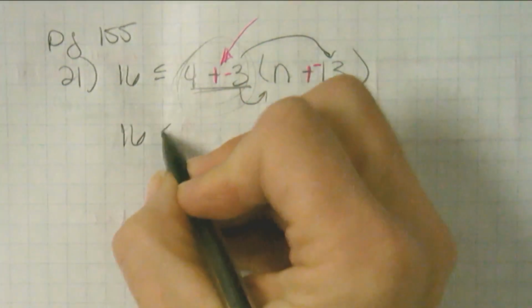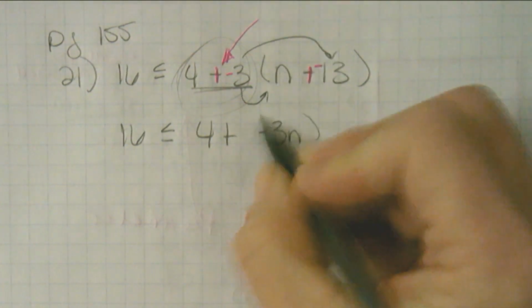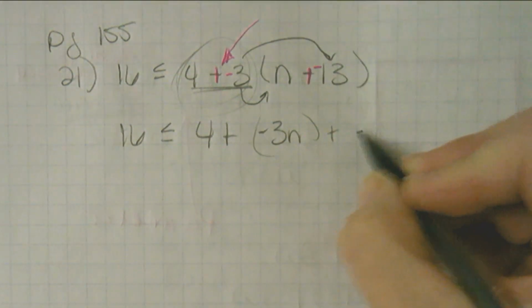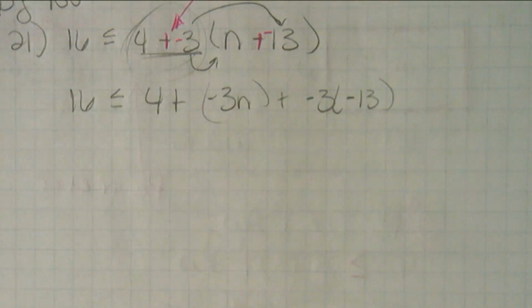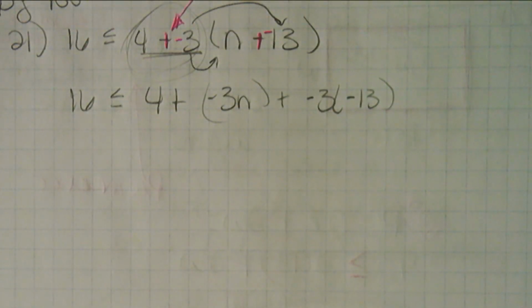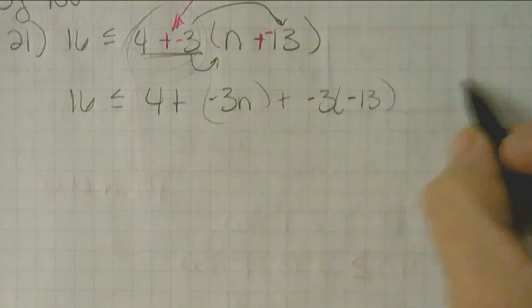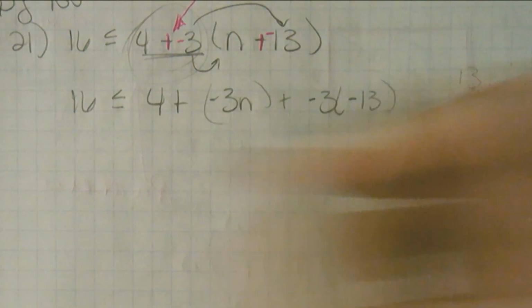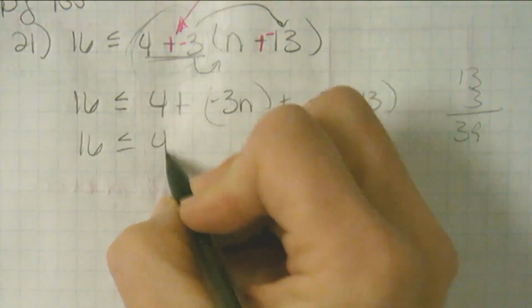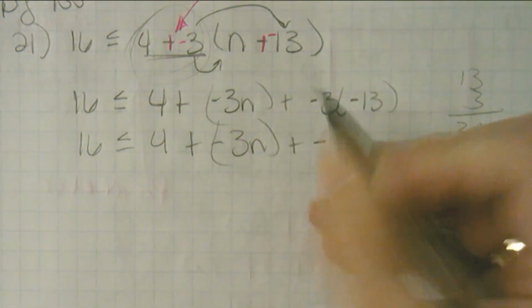So I have 16 is less than or equal to 4 plus negative 3 times n plus negative 3 times negative 13. Now I think I dropped the requirement of you having to show me that, but I'm writing that down because I need to actually multiply that out. So I want to think about it. So I end up with 13 times 3, that's going to be 39, I think. So I have 16 is less than or equal to 4 plus negative 3n plus a positive 39.